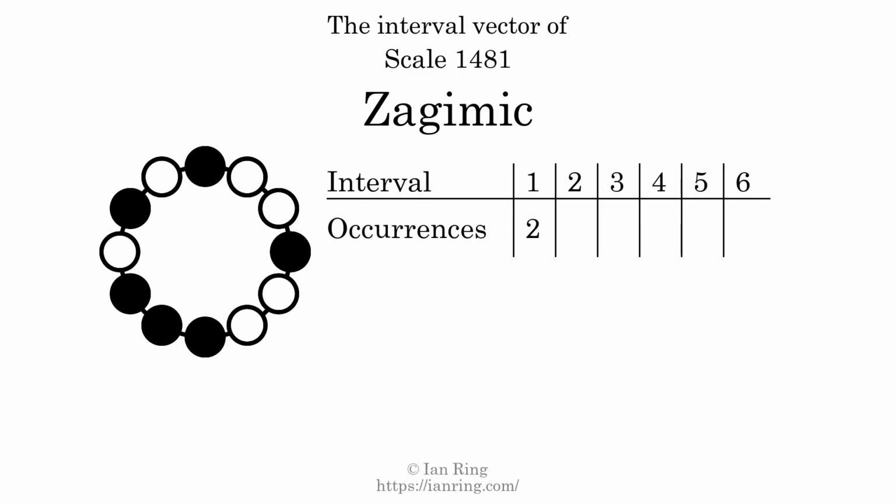There are 2 intervals with a size of 1 semitone. They are here and here. There are 3 intervals with a size of 2 semitones. They are here, here, and here. There are 3 intervals with a size of 3 semitones. They are here, here, and here.